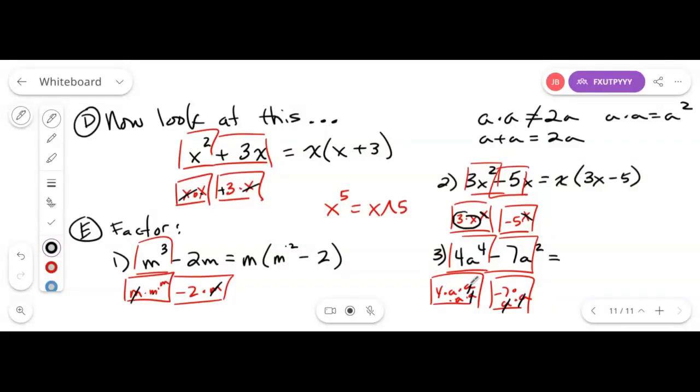So I can take two of these A's out, which is an A squared. I'm left with 4 times A times A. That's 4A squared. And over here, all of the A's are gone. I'm left with minus 7. A squared times 4A squared is 4A to the fourth. A squared times negative 7 is negative 7A squared.